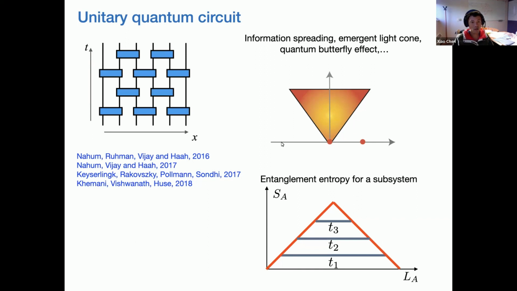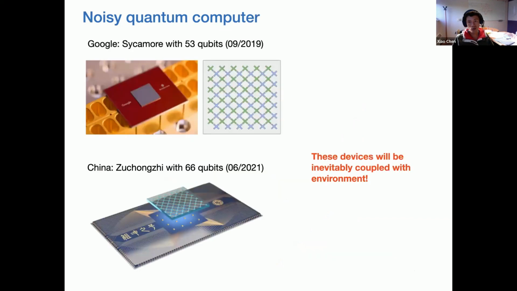There has been a lot of development in this field. For unitary quantum circuits, in some special cases, we can analytically understand these properties, like entanglement dynamics, information spreading, and the quantum butterfly effect. However, in reality, we know that all these systems are coupled with an environment.